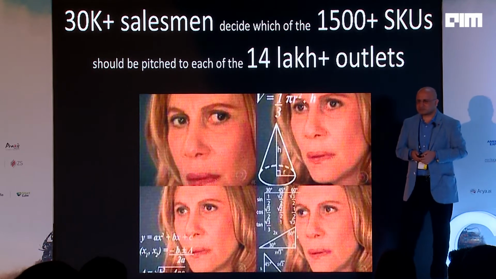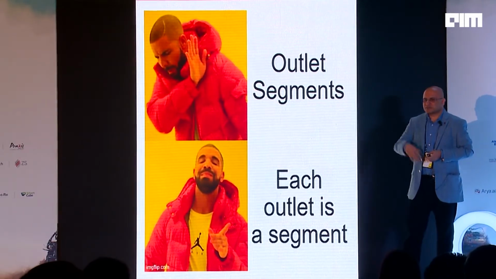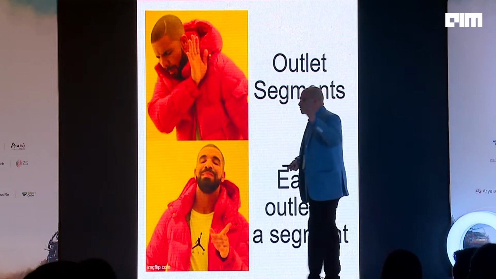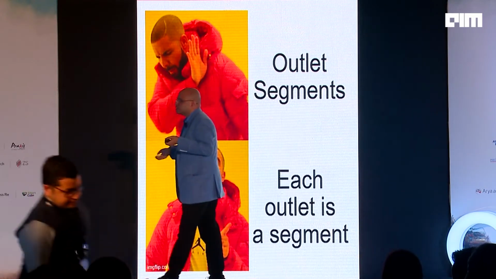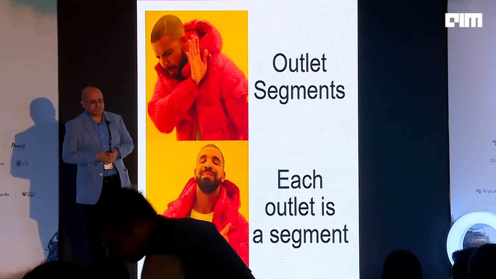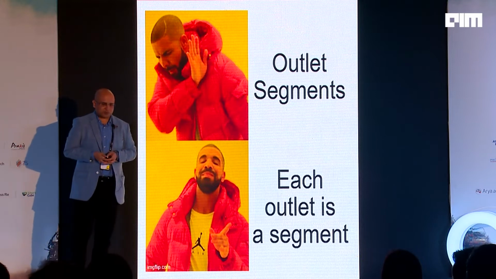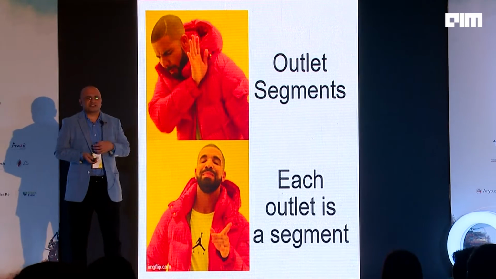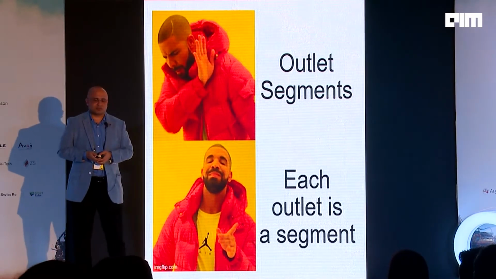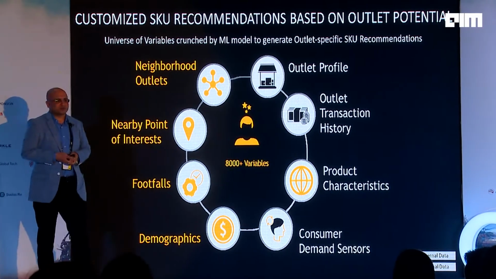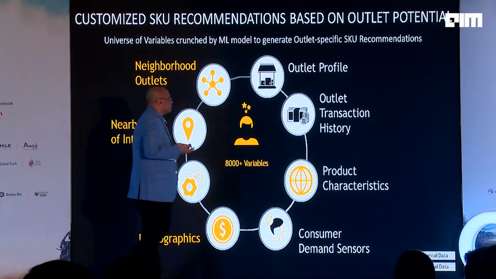Okay. We also said we won't do outlet segments. Outlet segments is so 2008. We don't want to be 2000 and late. So we will do segment of one. Each outlet is one segment. So how do we do that? For each outlet, you create an outlet profile, blah, blah, blah. So some thousands of variables go into every outlet's profiling, right?